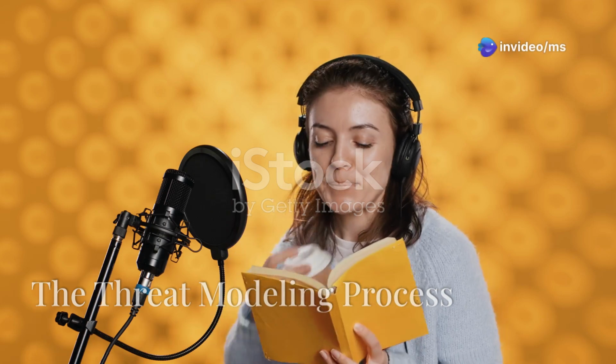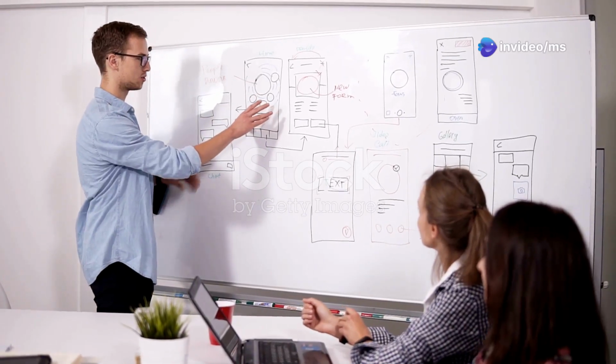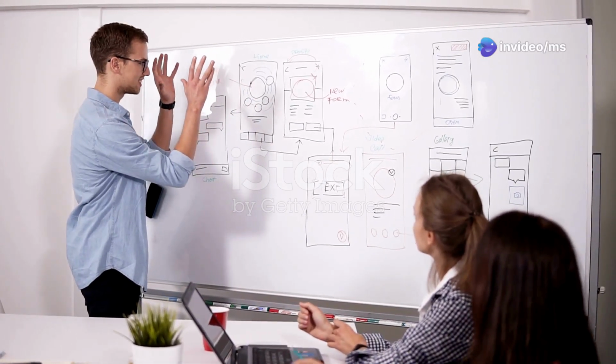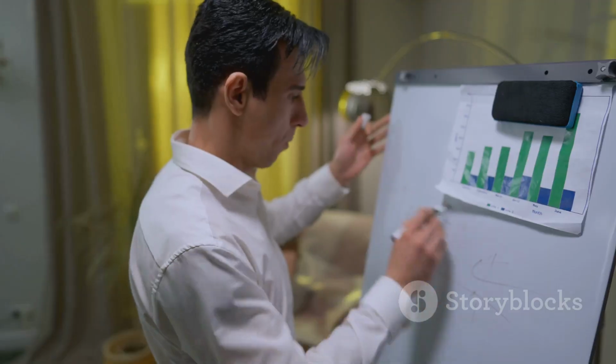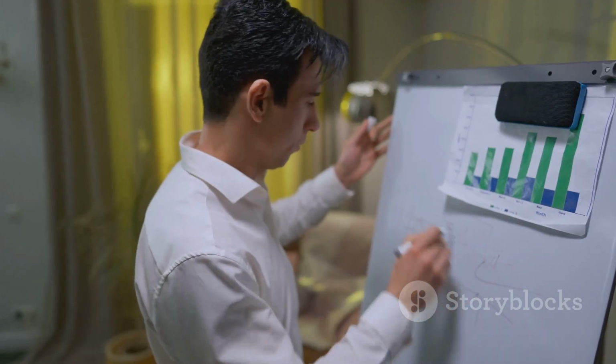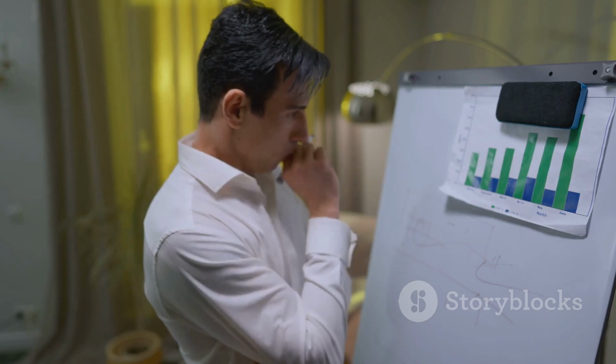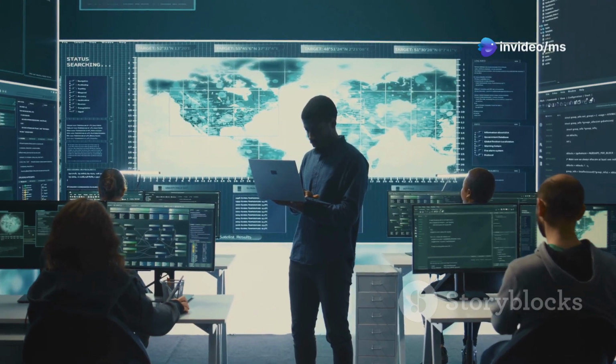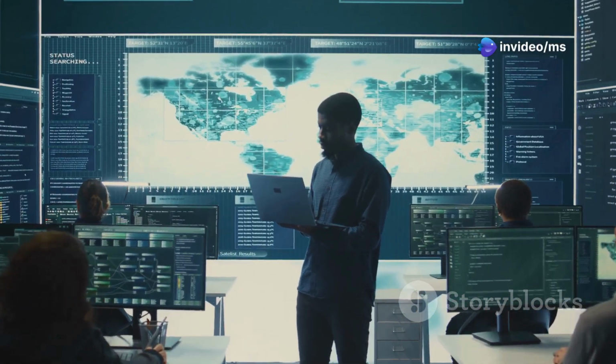The threat modeling process typically involves several key steps. First, define the scope. Clearly define the system or application being modeled, its boundaries, and its interactions with other systems. This step sets the context for the threat modeling exercise.